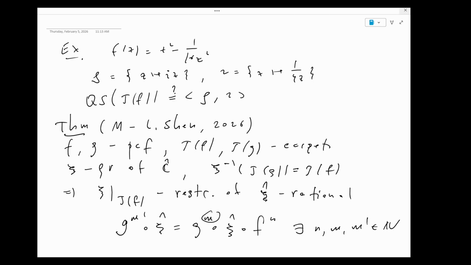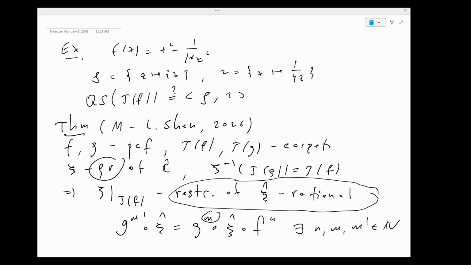So very similar, right, to the previous theorem. The difference is that now we're dealing with quasi-regular maps, and the conclusion is that it has to be a restriction of a rational map. Again, in the Fatou components it doesn't have to be rational a priori, but you can adjust it to make it rational.